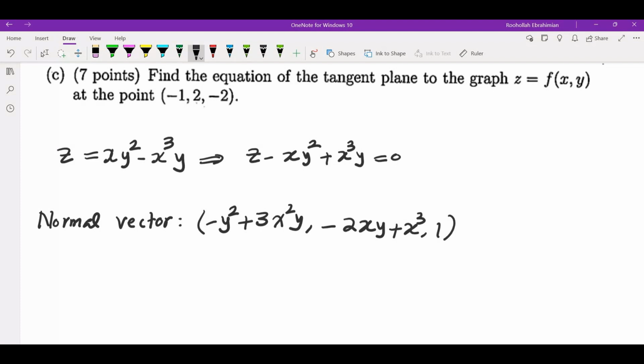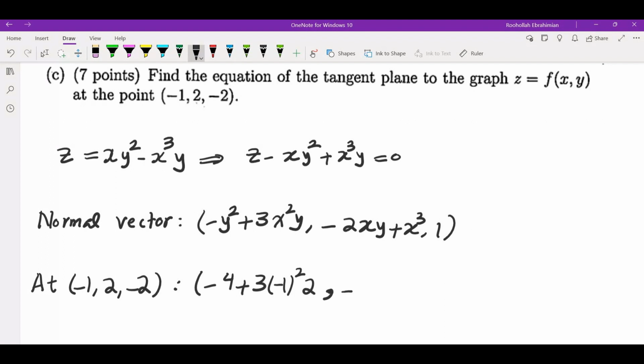So this is the normal vector. Now evaluated at the given point (-1, 2, -2), that would give us the normal vector. So let's plug it in. When we plug it in, we get (-2) squared, that's 4, plus 3 times (-1) squared times 2, comma, -2 times -1 times 2, plus (-1) cubed and 1.